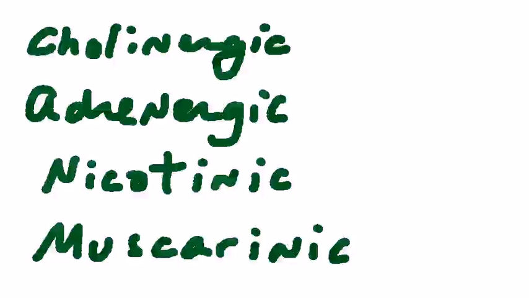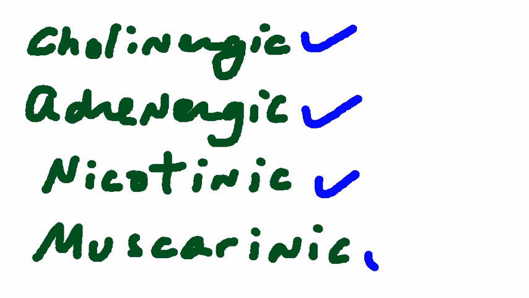Today we'd like to understand the four terms I've written here. So we'd like to understand what does cholinergic mean, what does adrenergic mean, what does nicotinic mean, and what does muscarinic mean, and we want to fit those into our understanding of the basic anatomy of the autonomic nervous system.